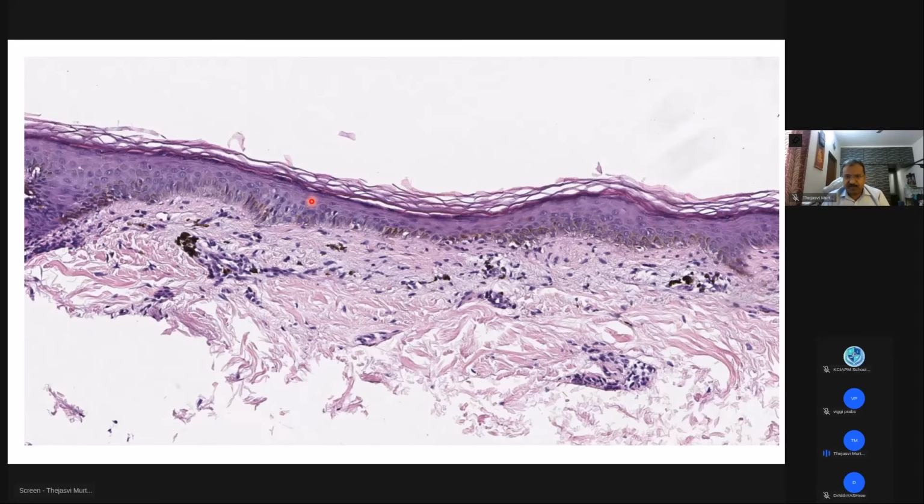There is flattening of rete, and something we don't have to search for is some brown pigment incontinence. Pigment incontinence is seen over here. So this pigment incontinence, along with a quiet, very silent dermis. There is not much inflammatory activity, but the rete have been flattened. This is commonly seen in Ashy dermatosis, or what we call erythema dyschromicum perstans.